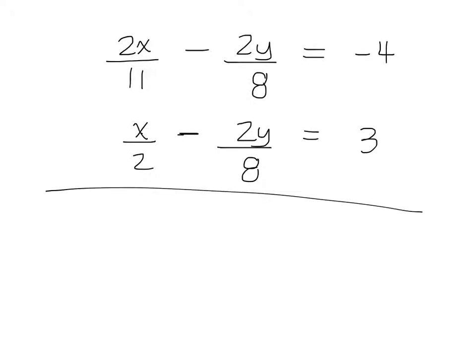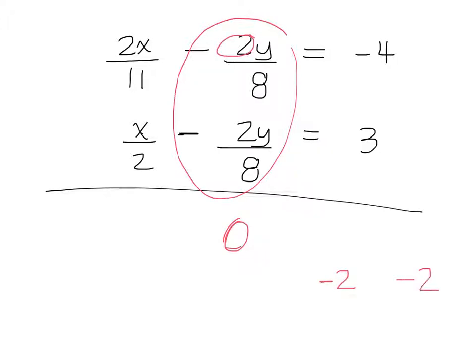Okay, so now I can eliminate these two terms. I want to get rid of my y. So negative 2y over 8, would I add or subtract a negative 2y over 8 to make it equal to 0? Think about it. If I have a negative 2, and I have another negative 2, what would I have to do with those two to make it equal to 0? If I subtract, it ends up being negative 2 plus 2. Is that equal to 0? Yes.